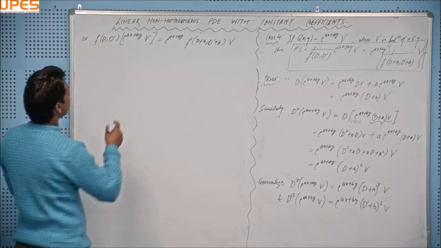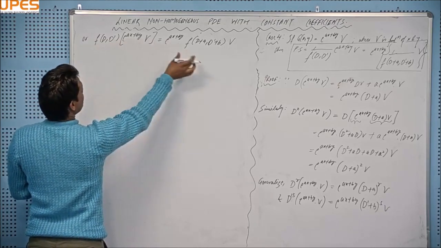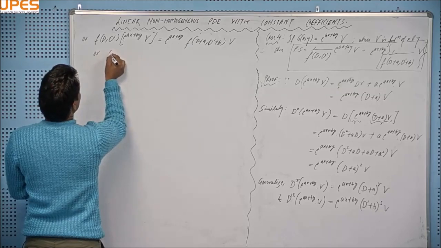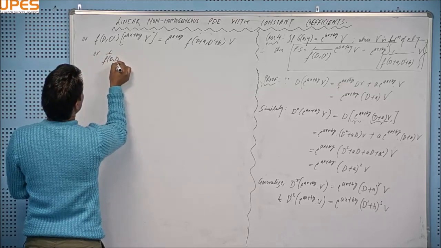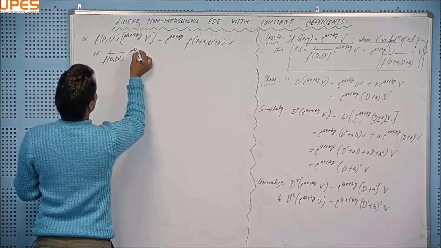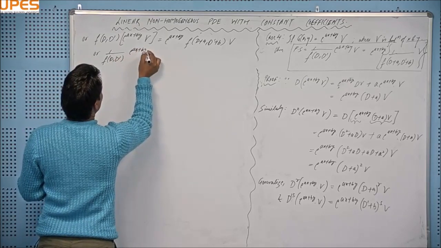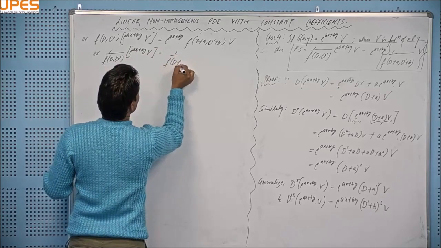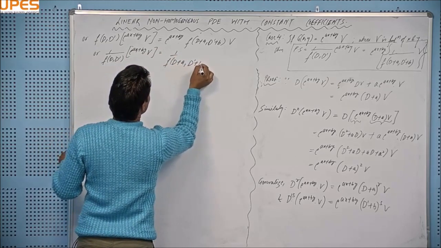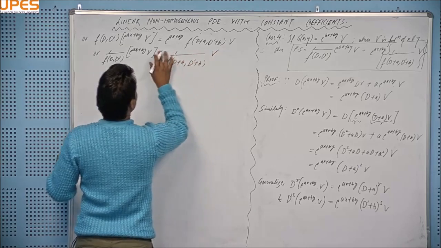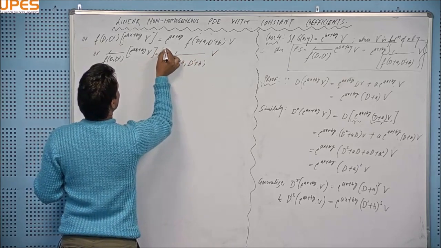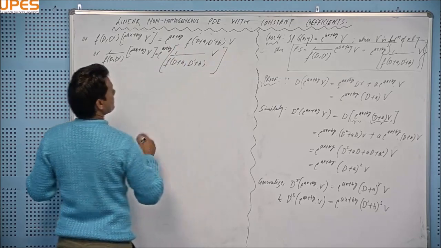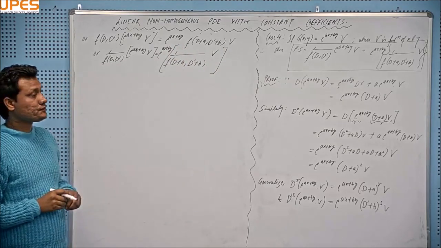Yes. Now taking this here, and this in the denominator, then I will get 1 over f(D, D dash) of e to the power ax plus by v is equal to 1 over f of (D plus a, D dash plus b) v, and here I will have e to the power ax plus by. Right. So this is the result we wanted to prove.